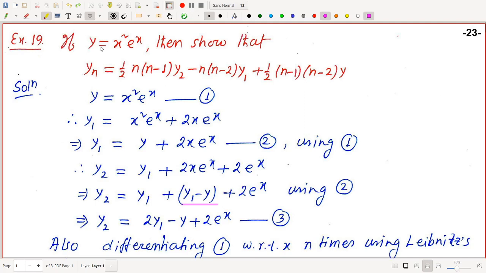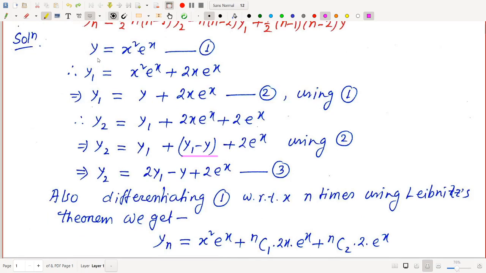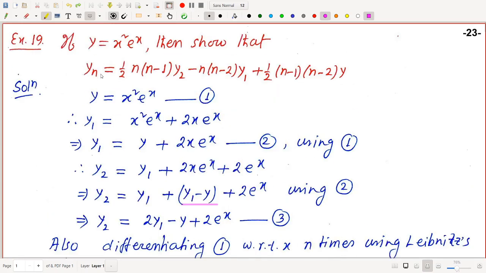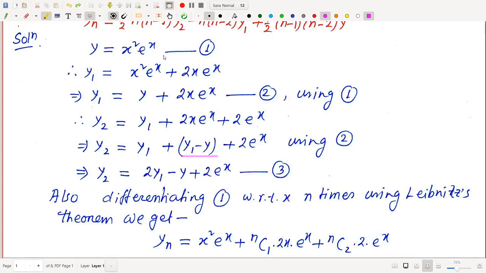Okay, so first we see a few examples on application of Leibniz theorem. Example number 19: y equal to x square e to the power x. If y equal to x square e to the power x, then show that yn, meaning nth derivative of y, is half n into n minus 1 y2 minus n into n minus 2 into y1 plus half n minus 1 into n minus 2 into y. So that is nth derivative expressed in terms of first derivative, second derivative, and y. So y equal to x square e to the power x is given.